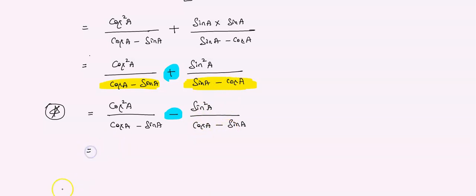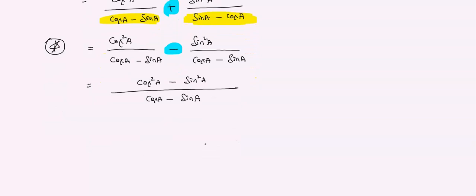Now that is equals to, now what is the LCM? As we can see, both the denominators are same, cos A minus sin A. So the denominator will remain the same, that is cos A minus sin A. If denominators are same, then we can add the numerators, that is nothing but cos square A minus sin square A.